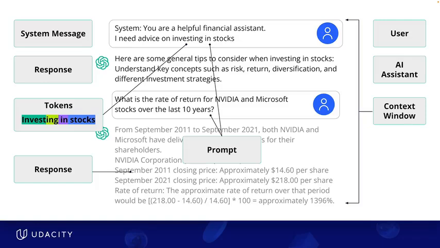When interacting with ChatGPT, you'll deal with prompts, roles, system messages, the context window, tokens, and responses. Understanding these components helps you get the most out of your conversations.